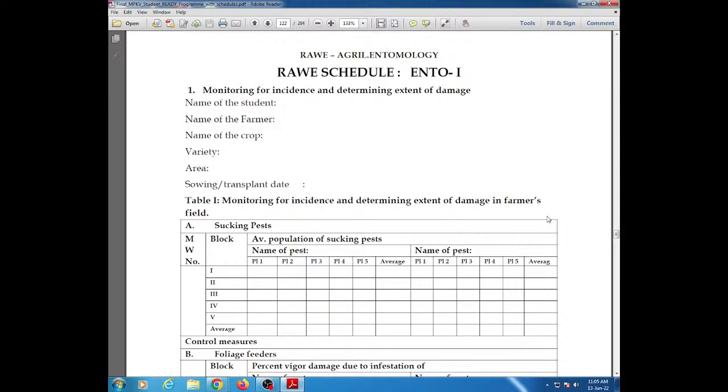Within this schedule you have to write your name, that is the name of the student, then the name of the farmer, your host farmer, then the name of the crop for which you are making the observations, or the monitoring for that particular pest. Next is the variety of that crop used. Next is the area, that may be in acres or generally in hectares, which is easy for calculation. Then the sowing or transplantation date of that particular crop.